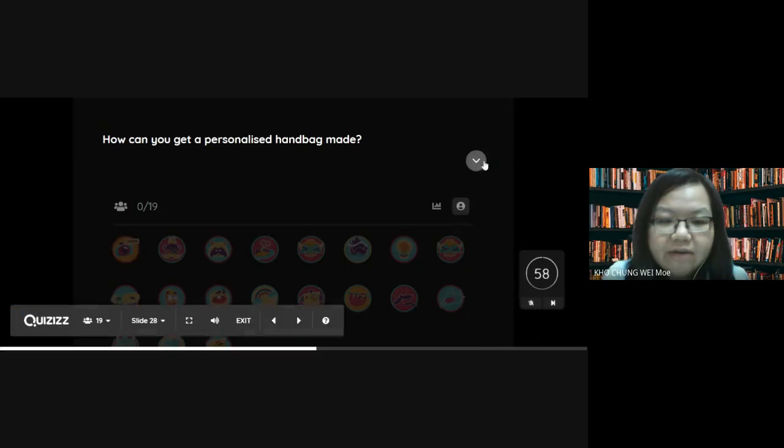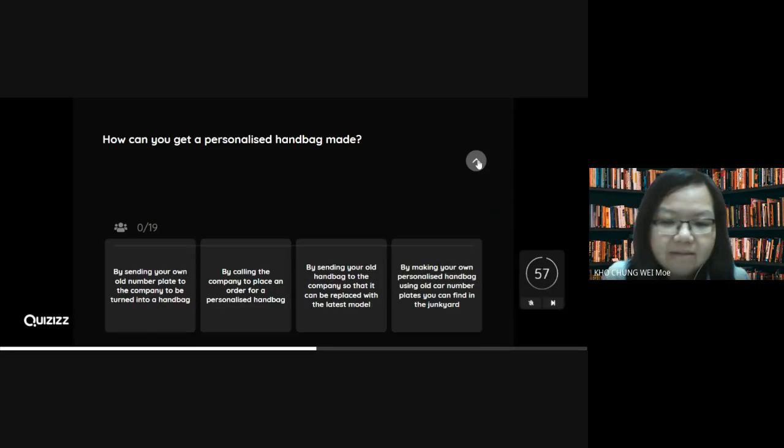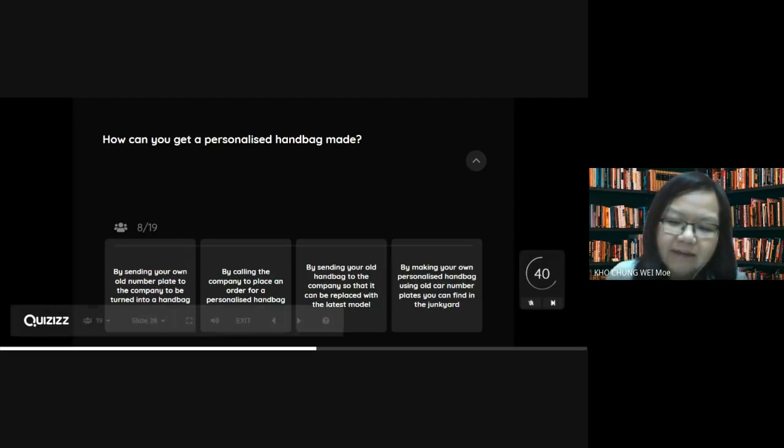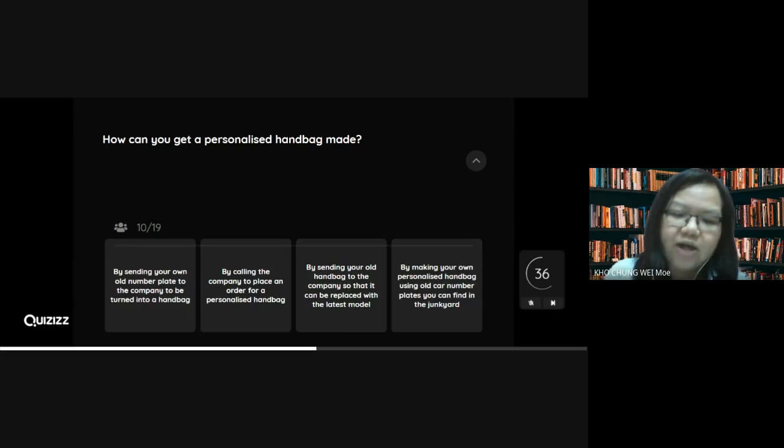How can you get a personalized handbag made? By sending your own old number plate to the company to be turned into a handbag, by calling the company to place an order for a personalized handbag, by sending your old handbag to the company so that it can be replaced with the latest model, by making your own personalized handbag using old car number plates you can find in the junkyard. So which one is it?